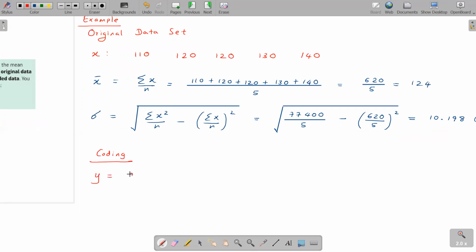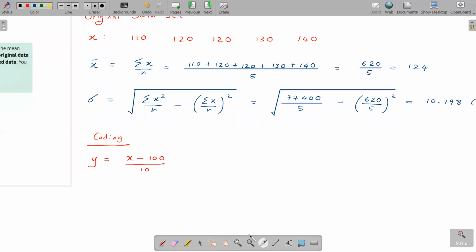Y equals X minus 100 divided by 10. So what does the coding do? The coding will actually create a new data set. It will create a completely new data set. So how do you get that new data set? What are you supposed to do?